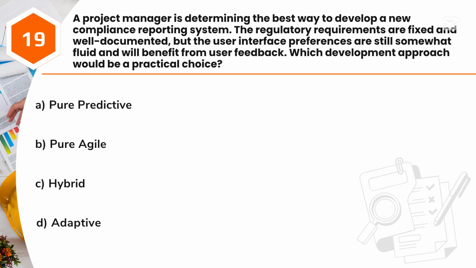Question 19. A project manager is determining the best way to develop a new compliance reporting system. The regulatory requirements are fixed and well documented, but the user interface preferences are still somewhat fluid and will benefit from user feedback. Which development approach would be a practical choice? A. Pure predictive. B. Pure agile. C. Hybrid. D. Adaptive.